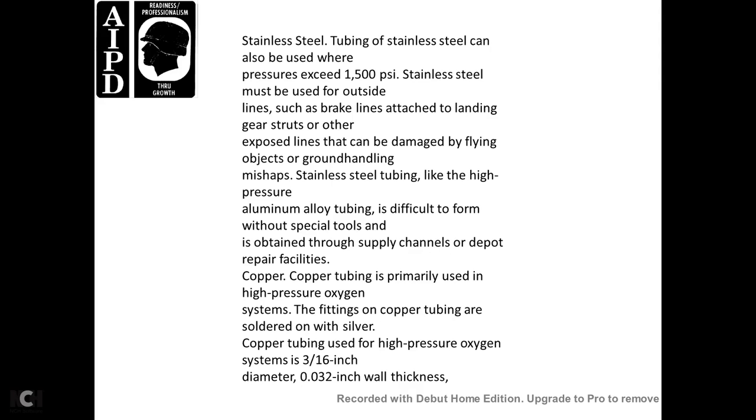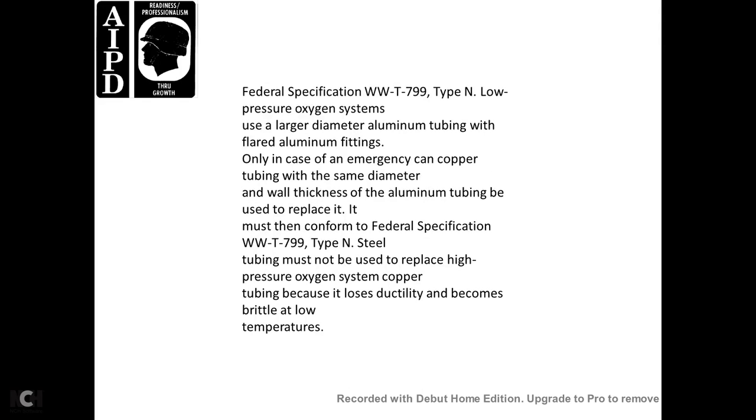Copper tubing is primarily used in high pressure oxygen systems. The copper tube fittings are joined with silver solder. The copper tubing used in a high pressure oxygen system is 3/16 of an inch in diameter with a 32 thousandths of an inch wall thickness, Federal Specification WW-T-799 Type N.